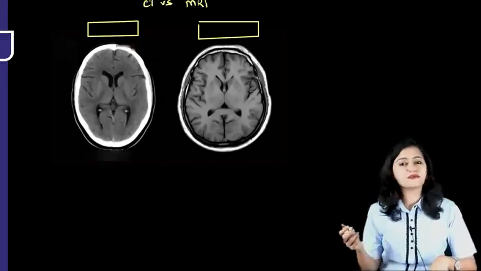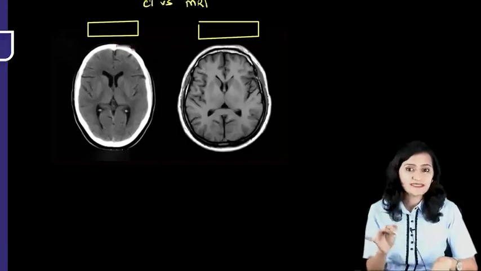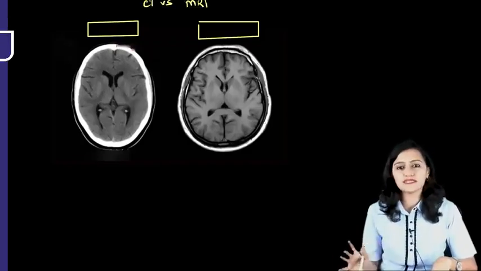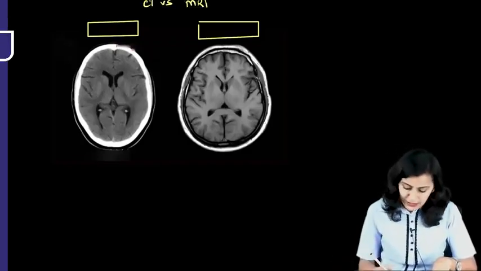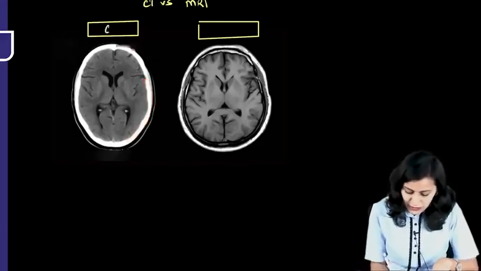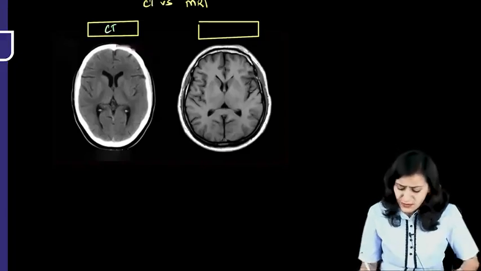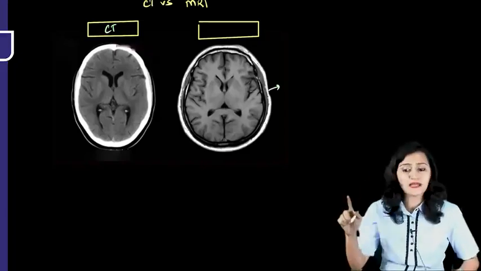CT scan, we know, is a 3D X-ray, so the bones are white. In MRI, the bone cortex is black. Always focus on the bone cortex rather than on the bone marrow. So here what we see is the bone which is white, so this is going to be a CT scan. In this one, do not get confused by the white outline in the image.